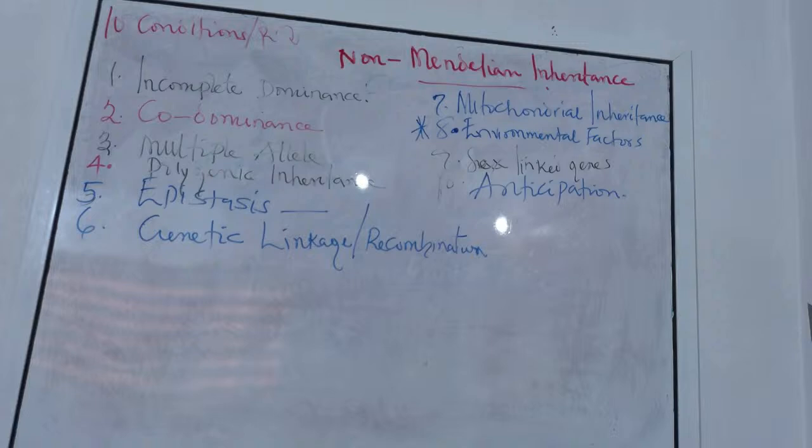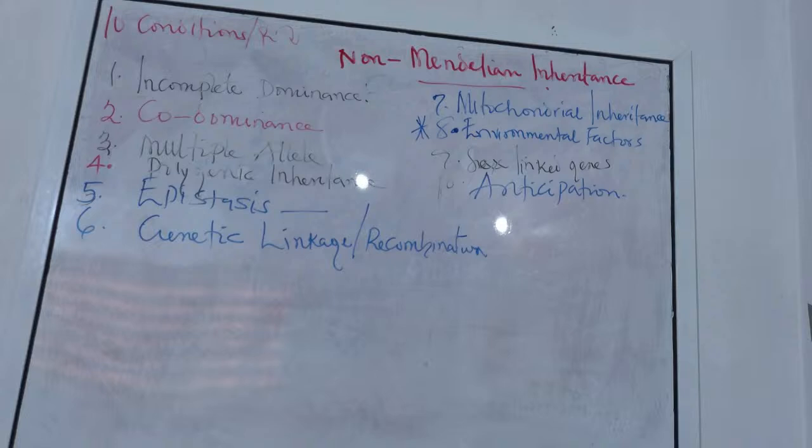Okay, so the fifth condition is what is known as epistasis. There are some characters or traits, like mice color, that are epistatic in nature, and we are going to see what epistatic actually means. Epistasis occurs when the expression of one gene is affected by one or more of the other genes. That is a condition of epistasis, and this one is found in mice.